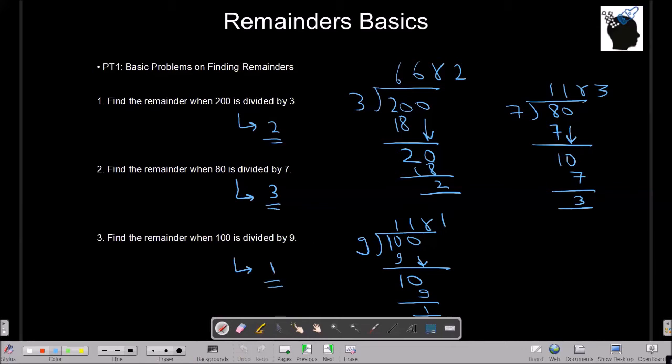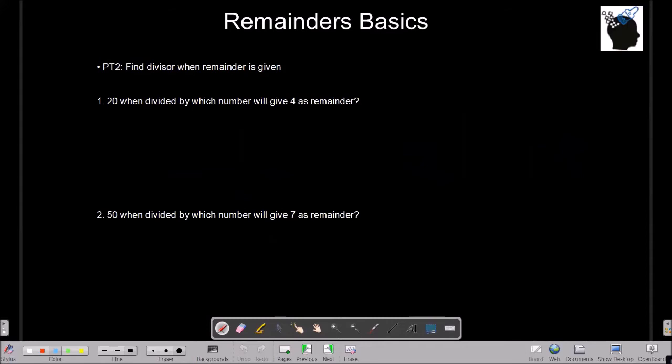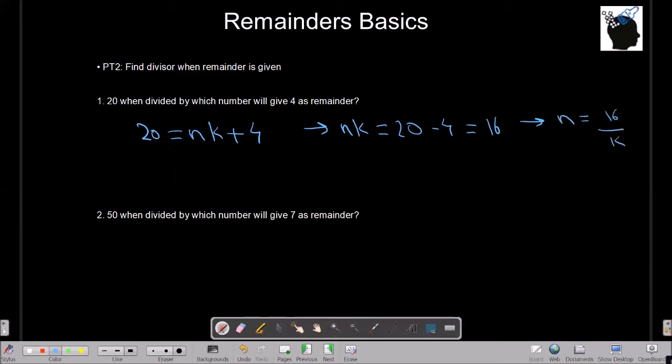Let's try the second problem type. So find the divisor when the remainder is given to you. Let's try the first one. So 20 when divided by which number will give 4 as remainder? If you use remainder notation, 20 can be written as n into k plus 4, where n is the divisor which we are trying to find and k is the quotient. Let's rearrange the equation and we'll have n into k is equal to 20 minus 4, or nothing but 16, or I can write n as 16 divided by k.